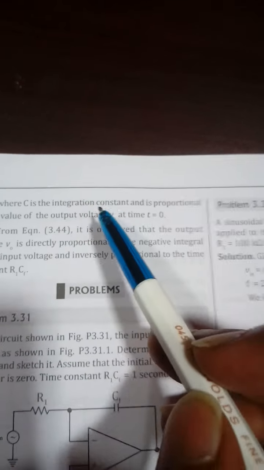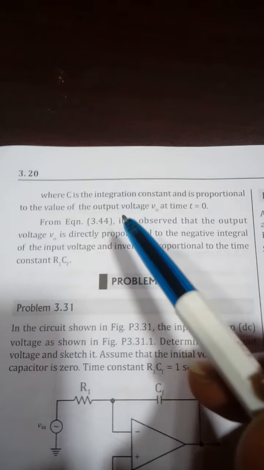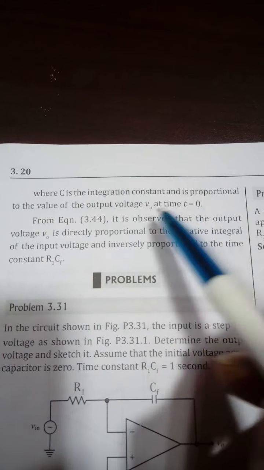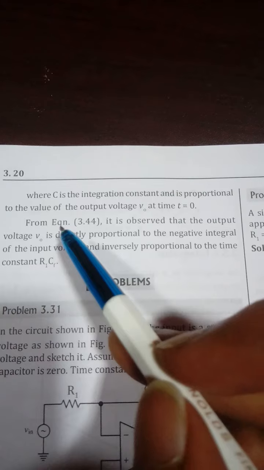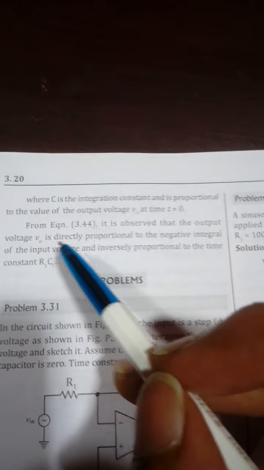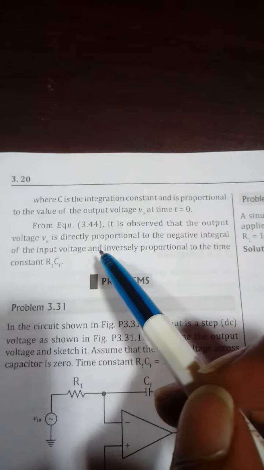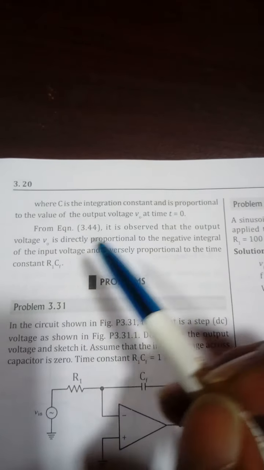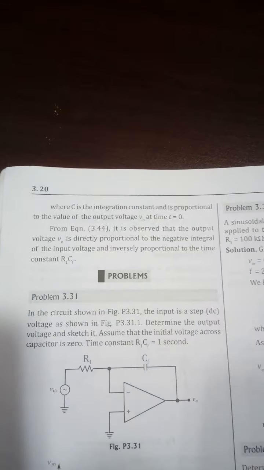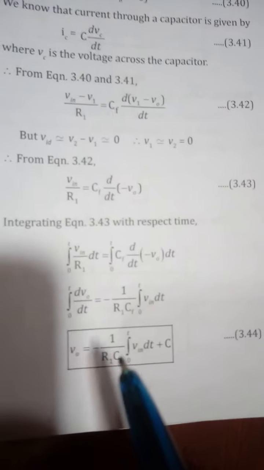That is the equation where C is the integration constant, and it is proportional to the value of the output voltage V0 at time t equal to 0. From equation 3.44, it is observed that the output voltage V0 is directly proportional to the negative integral of the input voltage and inversely proportional to the time constant R1 C1.